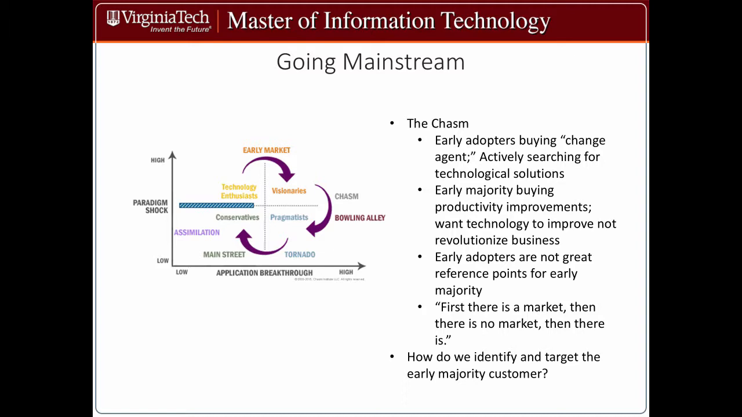But if you're going after the mainstream, the early majority, they want productivity improvements. They're not buying something because it's the newfangled whiz-bang gizmo. They're buying things because it specifically makes their life just a little bit better. It adds to the things they already do. In a business-to-business setting, these mainstream companies don't want the technology to revolutionize their business. They just want some marginal improvement. For these reasons, early markets are not great reference points for mainstream markets.